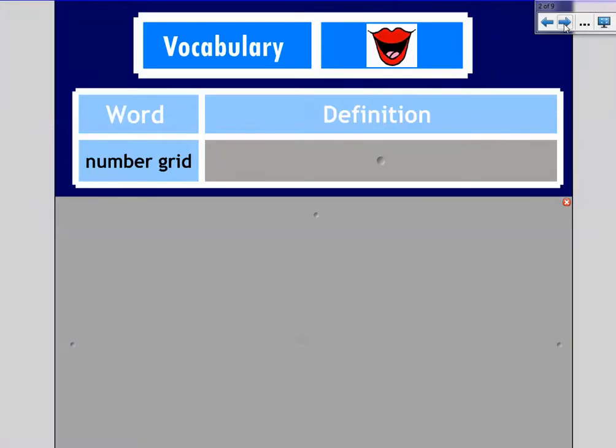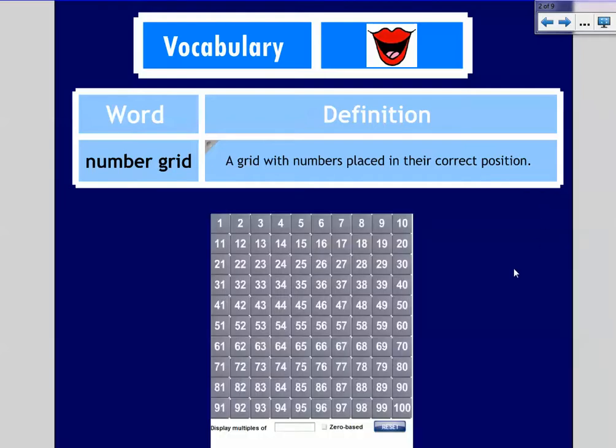The first tool that we're going to take a look at is called a number grid. A number grid is a grid with numbers placed in their correct position. Let's take a look at a number grid. This is an example of a number grid you might see in math. It has numbers that are arranged in rows and columns, and they're arranged in a specific order. So they start with the smallest number and go up to the greatest number.